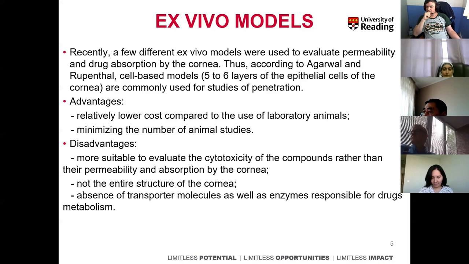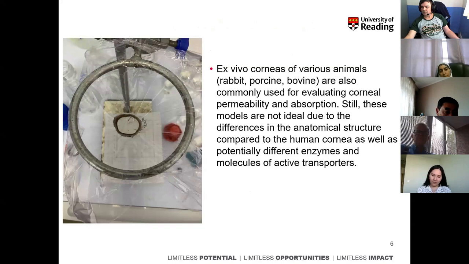One of the closest models to the real cornea is a reconstructed tissue culture, which comprises different types of cells that help to mimic the three-layer structure, including epithelium, stroma, and endothelium. Ex vivo corneas of various animals are also commonly used for evaluating corneal permeability and absorption. Still, these models are not ideal due to the differences in the anatomical structure compared to the human cornea, as well as the potentially different enzymes and active transporter molecules.